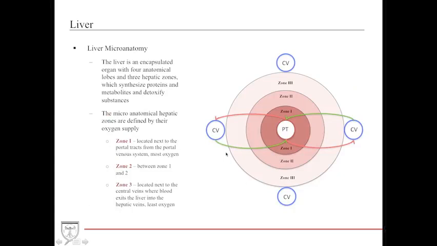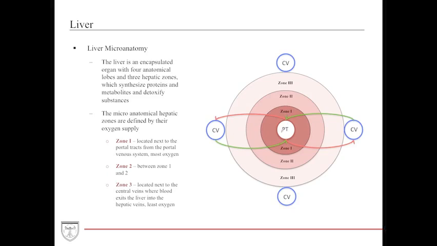Now we're going to discuss the liver microanatomy. So the liver is an encapsulated organ with 4 anatomical lobes and 3 hepatic zones. In these regions is where the synthesis of proteins and metabolites and the detoxification of substances actually occurs. Its 3 zones are based on how oxygen is carried throughout the liver.